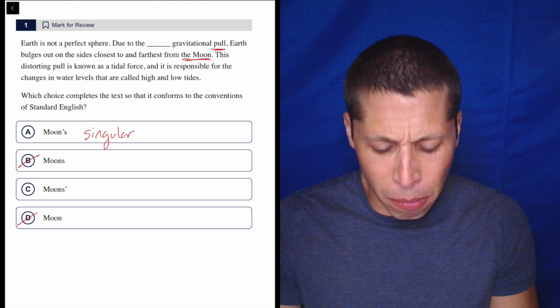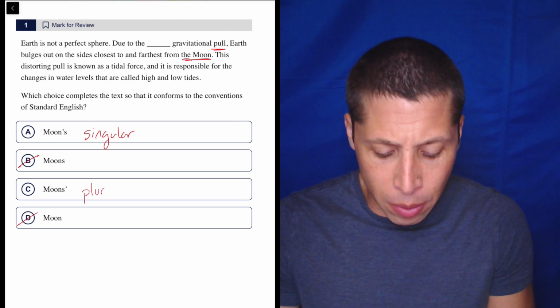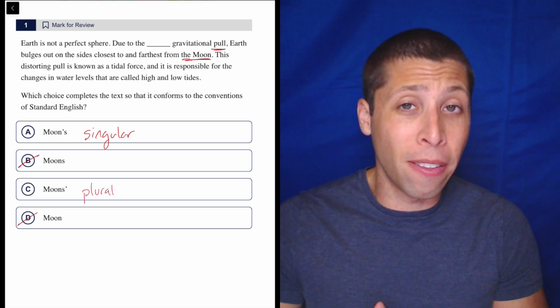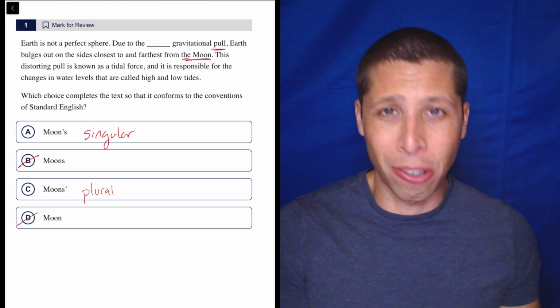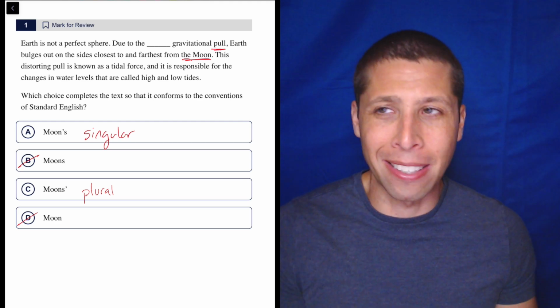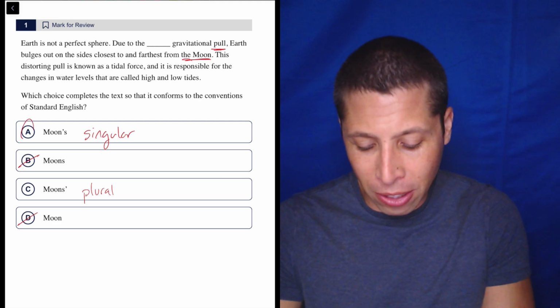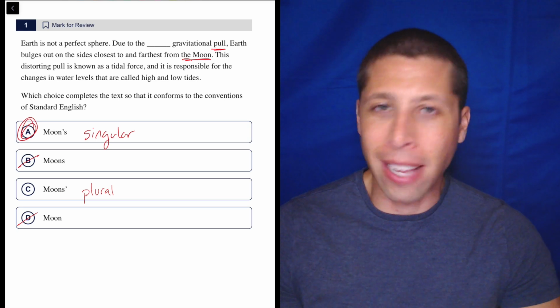So if there were multiple moons, then we would have the letter S already on the word, and then we would put the apostrophe there to make it possessive, but that's just not happening here, especially because it's a proper noun. So yeah, it's definitely A.